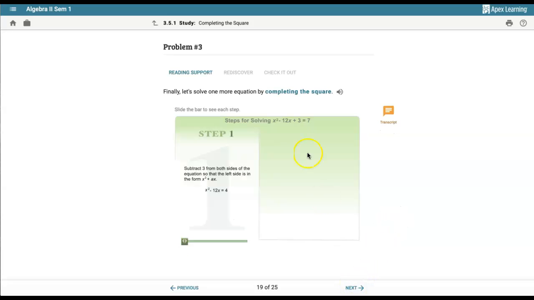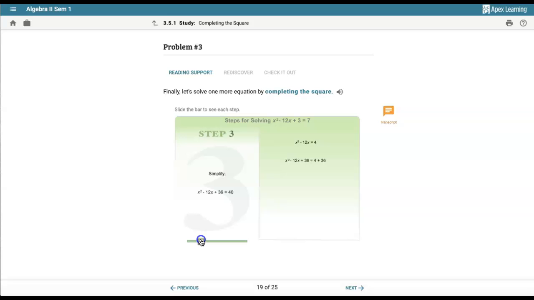All right. Last one here. We get 3 on the other side. Okay, so let's get rid of that 3. So we've got x squared minus 12x equals 4. All right. Then we realize, hey, we got to complete the square. So -12 divided by 2 is -6. -6 squared still gives us 36. We're going to add 36 to both sides.